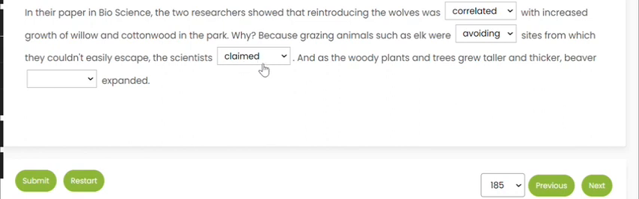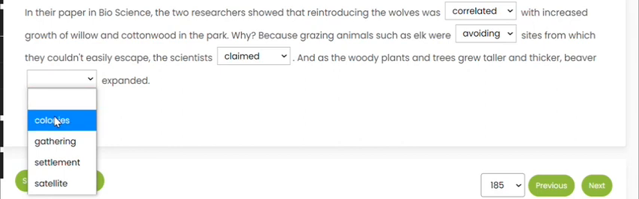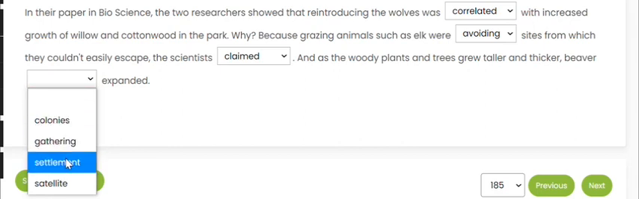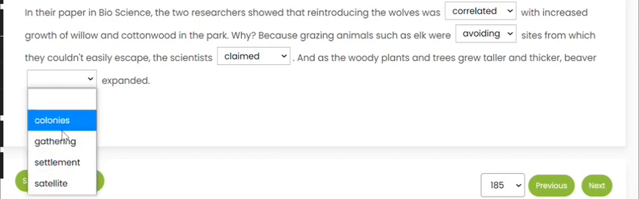And as the woody plants and trees grew taller and thicker, beaver dash expanded. So when the trees grow thick and tall, beaver dash expanded. So what can expand? Beavers would be animals. Colonies will expand, or gathering, settlement, or satellite. Satellite doesn't fit with the context. Gathering cannot expand. It will be colonies or settlement.